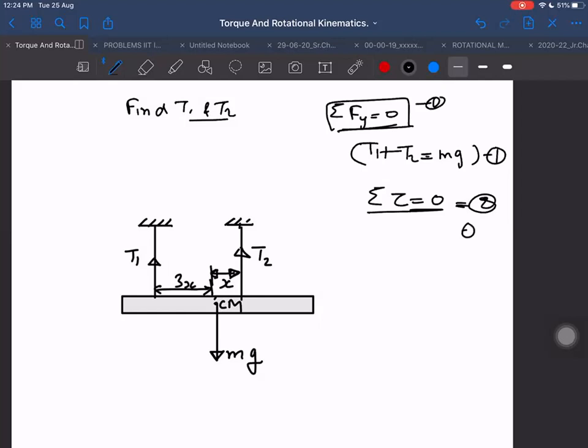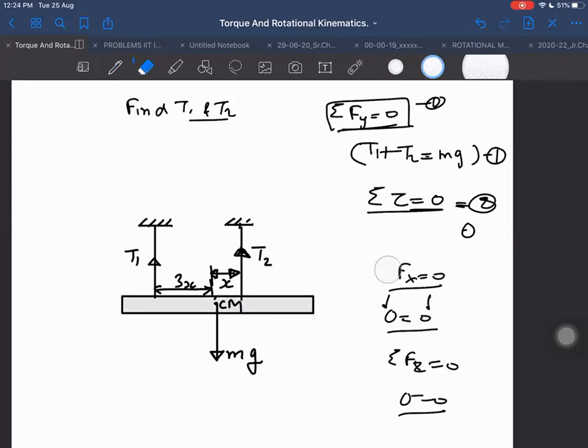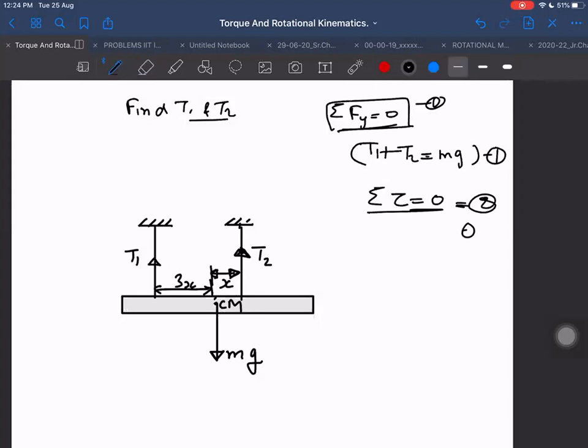Because I will not worry about what is happening in the other direction. In the other direction, if I want to apply sigma Fx equal to 0, that is no force along X. Similarly, sigma Fz is equal to 0: 0 equal to 0, which does not give us anything. So although there are 6 equations, we are just confined to 2 equations only, rotational equilibrium and translational equilibrium.